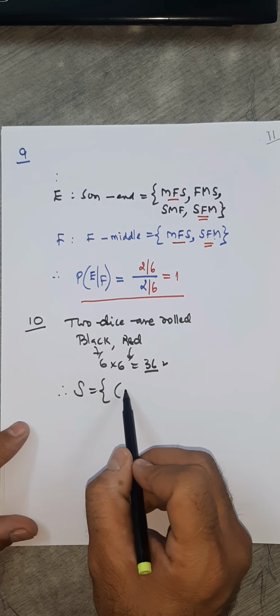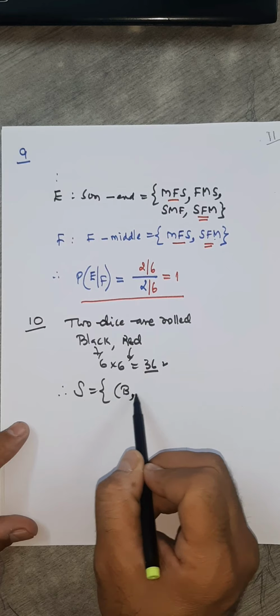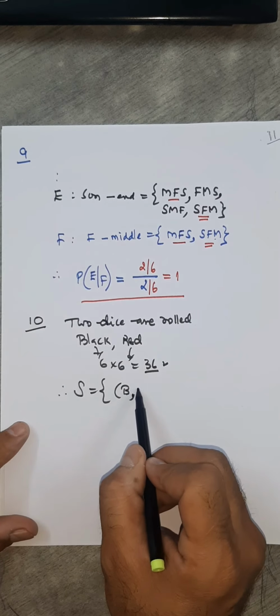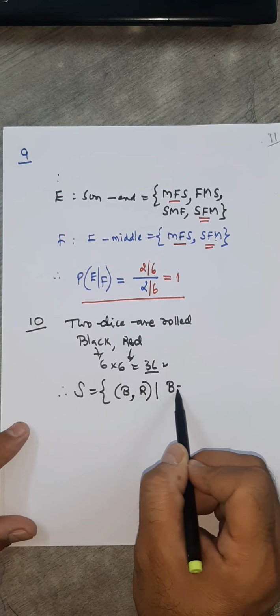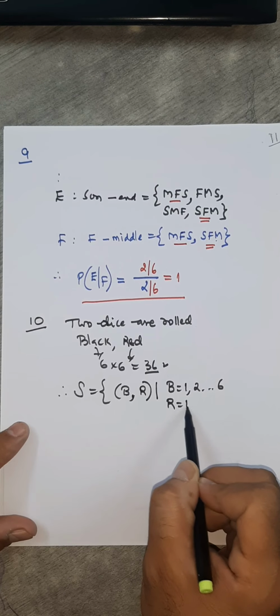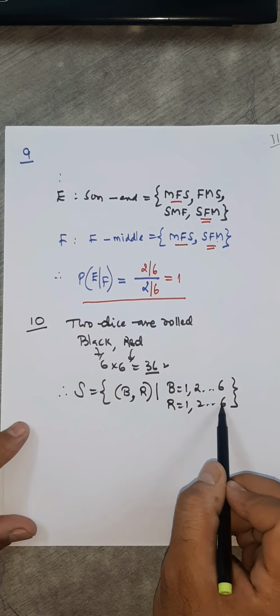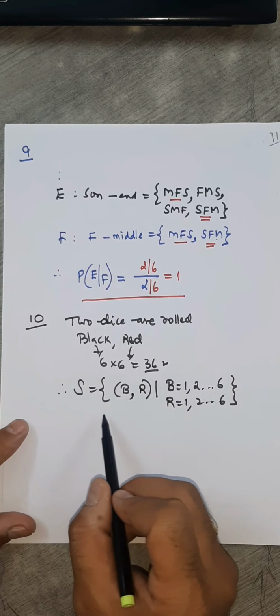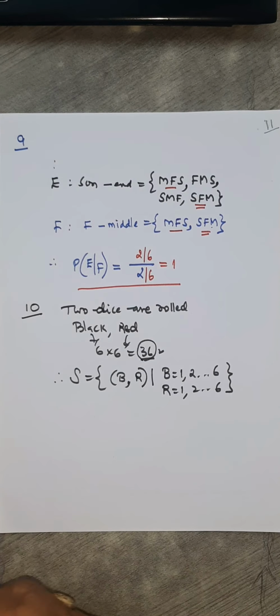For example, I'll write B. Normally we write X and Y, but here you are given black and red. So B and R, such that B varies from where to where? 1, 2 up to 6. And R varies from where to where? 1, 2 up to 6. This R can be any one of the 6. B can be any one of the 6. So therefore you have 36 outcomes.